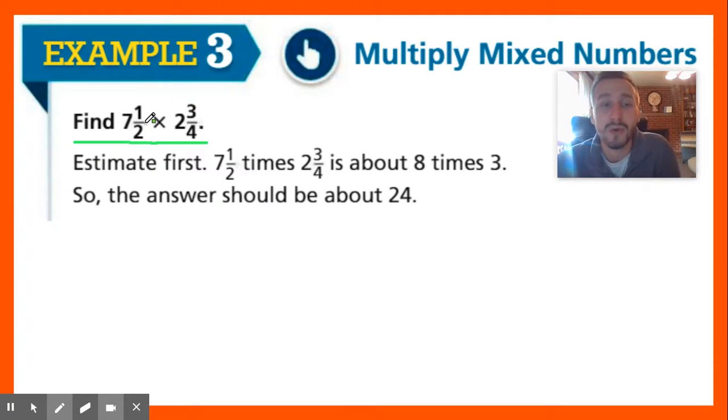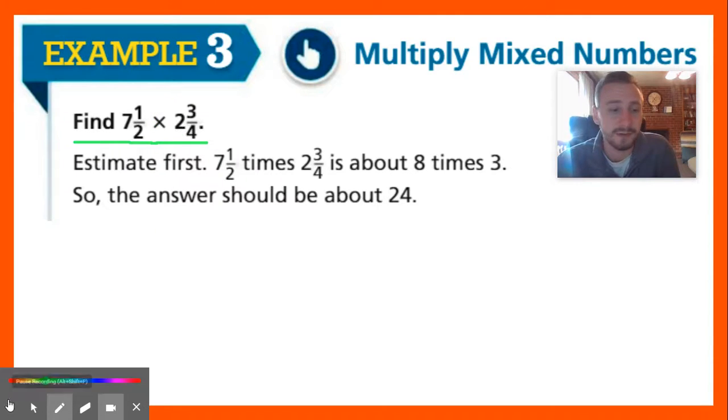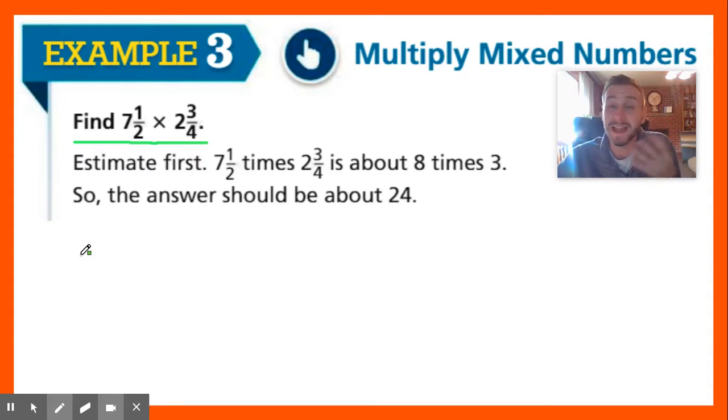Okay, so there's a few ways we can figure this out. First, let's think of estimating, right? And that's where you take the numbers and you round up or down and just find the answer approximately, okay? So it says estimate first. 7 1/2 times 2 3/4 is close to 8, because 7 1/2 is kind of close to 8, and 2 3/4 is close to 3. Well, what's 8 times 3? 24. So our answer should be close to 24.